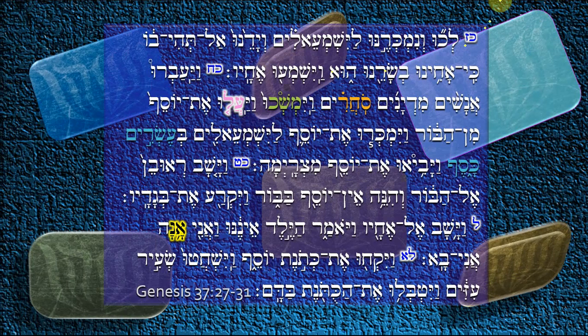Verse 27: Lechu v'nimkarenu l'Yishmaelim v'yadeinu al tihi vo, ki achinu v'sareinu hu. Lechu, this is from halach. Halach, go. Oh, that's a super small hey. Here it is. It's a hey.